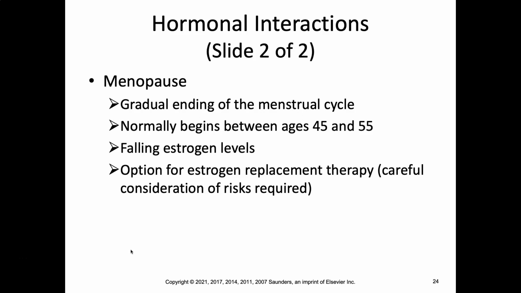So what is menopause? Menopause is the gradual ending of the menstrual cycle. It normally begins between ages 45 and 55 with falling estrogen levels. So we talked about how estrogen spikes prior to ovulation. And so you don't have that same activity happening because your estrogen levels fall.